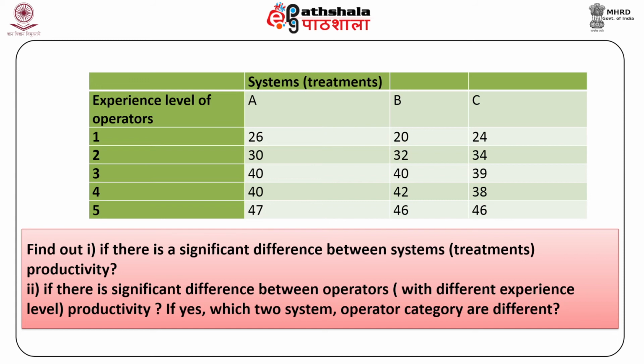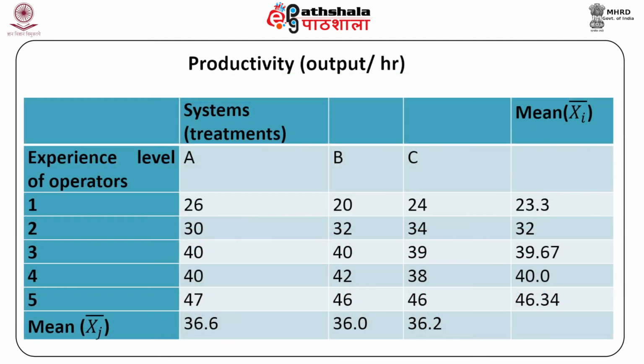The question is, find out if there is a significant difference between systems, which means treatments, in productivity, or also if there is a significant difference between operators with different experience levels and their productivity. If yes, which two system or operator categories are different? Now this is what we have to do. So what is the solution?